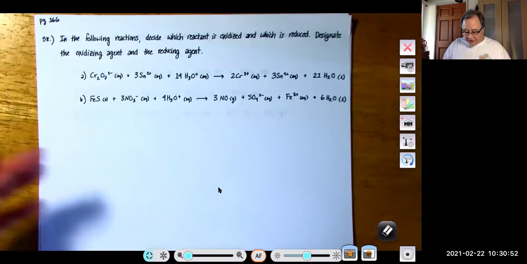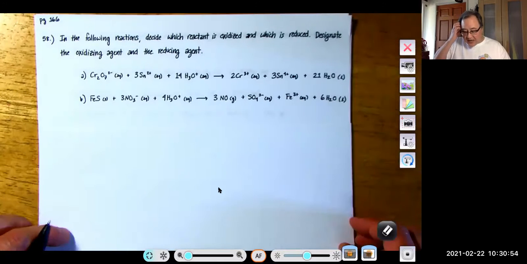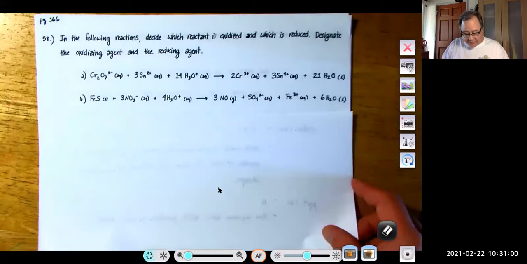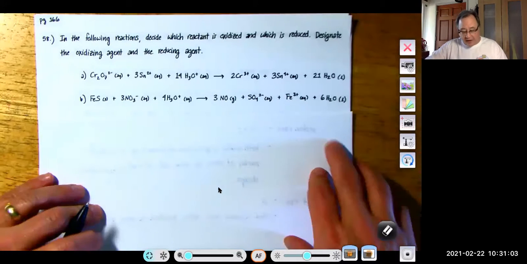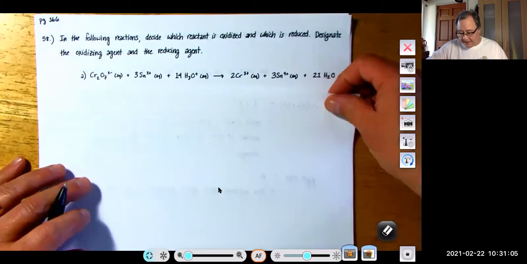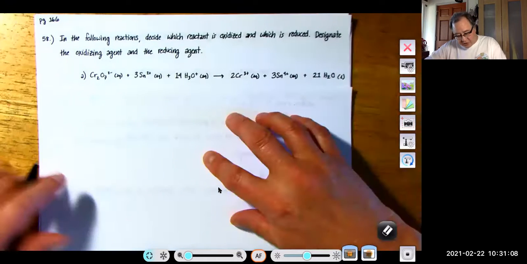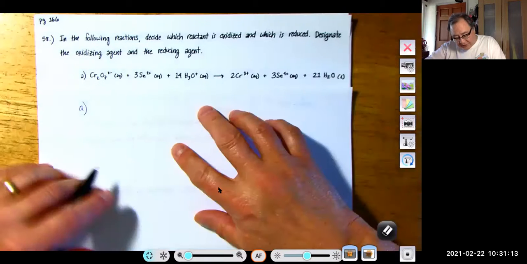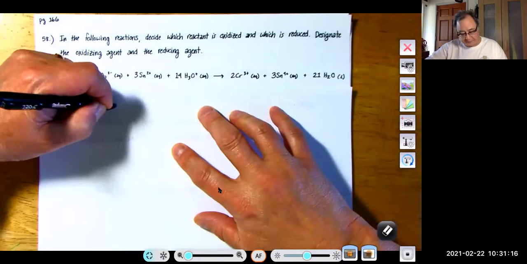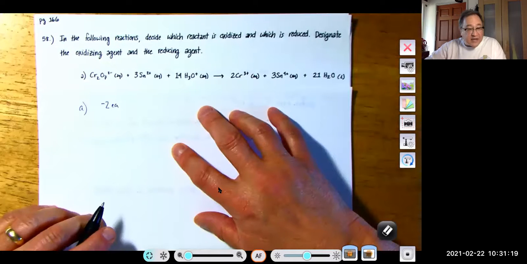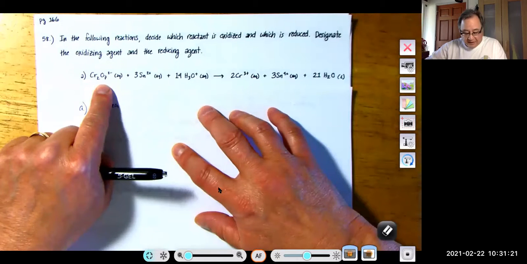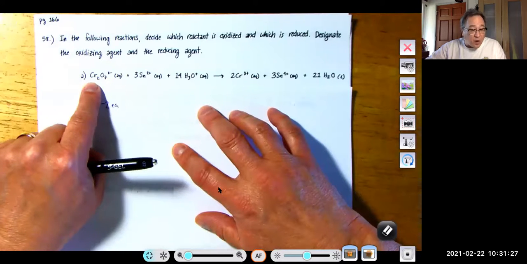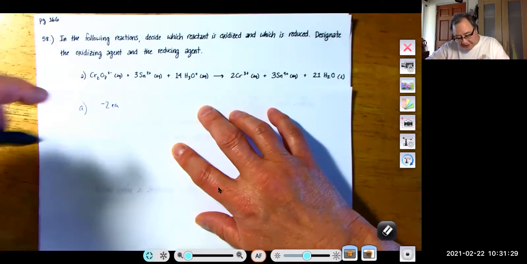In the following reactions, decide which reactant is oxidized, which is reduced, designate the oxidizing agent and the reducing agent. So let's do this for A. I'm going to cover up B. So for A, here are the oxidation numbers. Oxygen is -2 each for a total of -14. Now, to get a -2 charge, I need the chromiums to come up with a +12. So that means a +6 each.